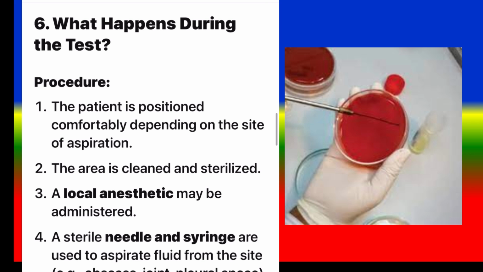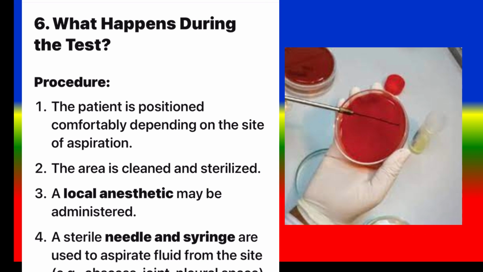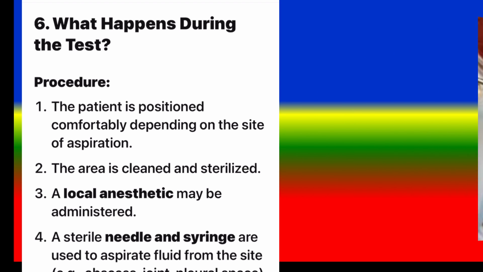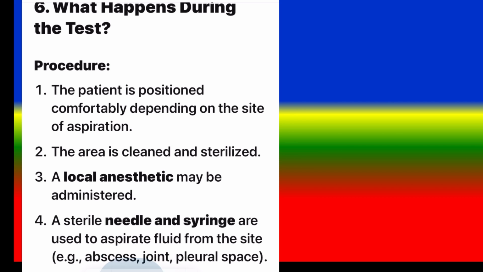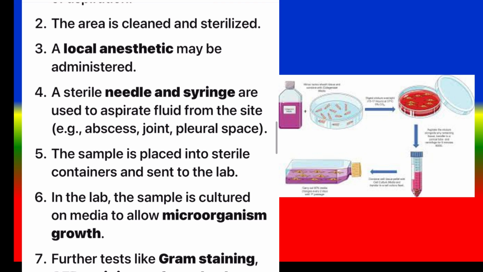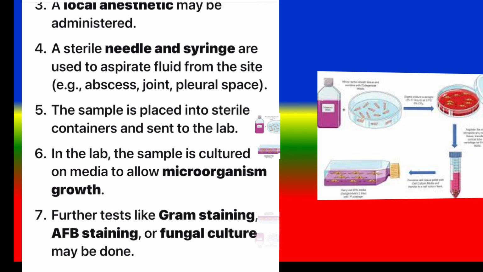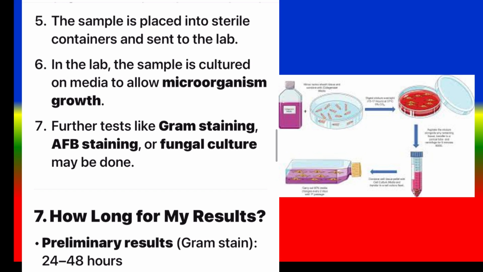6. What happens during the test? Procedure. 1. The patient is positioned comfortably depending on the site of aspiration. 2. The area is cleaned and sterilized. 3. A local anesthetic may be administered. 4. A sterile needle and syringe are used to aspirate fluid from the site, e.g., abscess, joint, pleural space. 5. The sample is placed into sterile containers and sent to the lab.